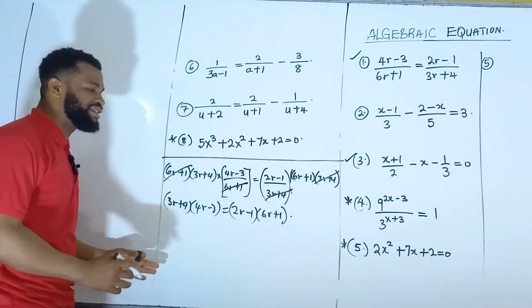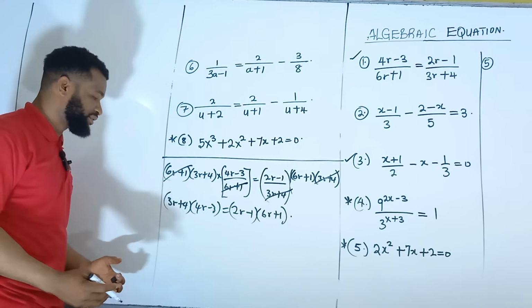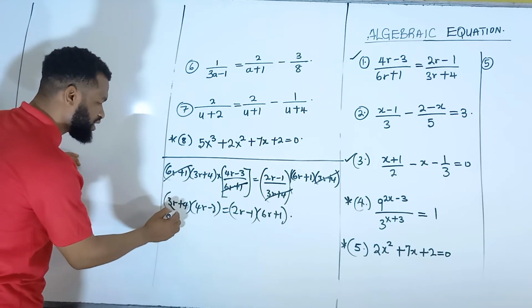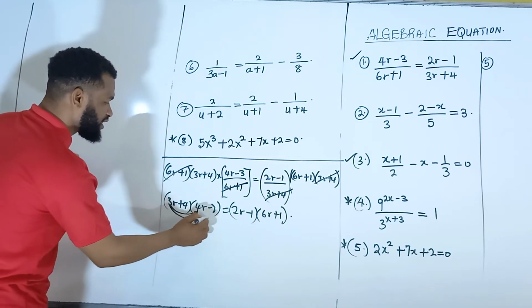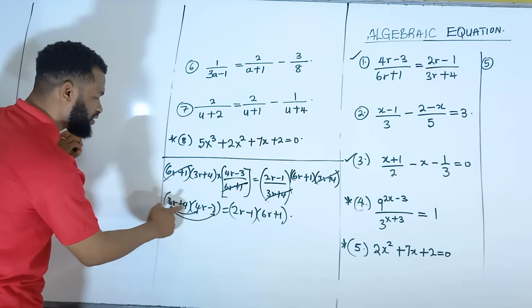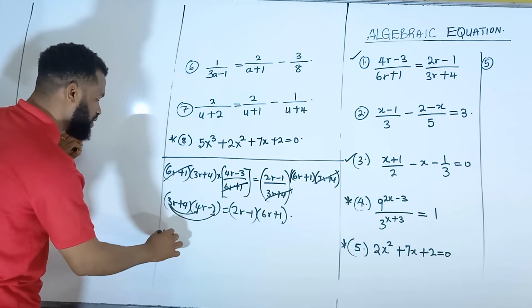So after that, the next thing is to open the brackets. So 3 times this and this times this. So I have 3r times 4r is going to be 12r squared.